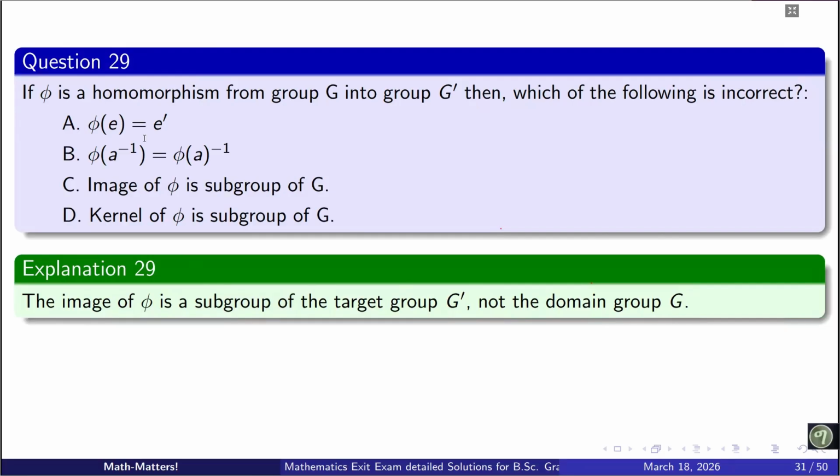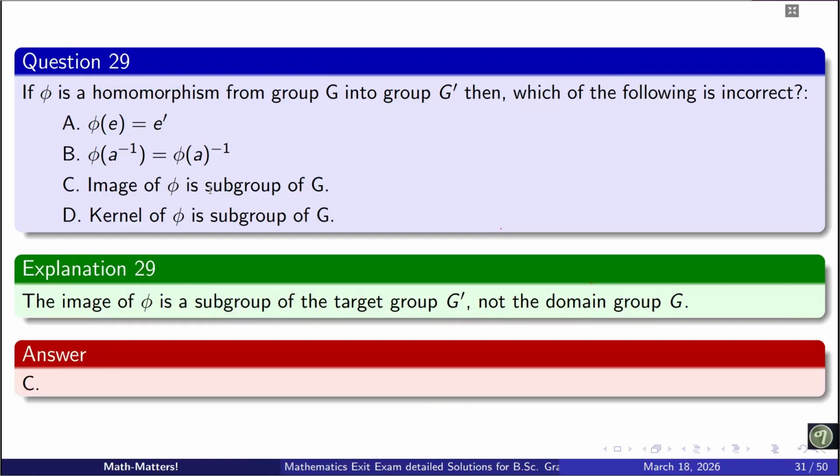But the rest are: if phi is a homomorphism from group G into group G prime, phi of e, that is the image of e, is e prime. Phi of a inverse is equal to phi of a, inverse, and the kernel of phi is a subgroup of G. But this one is false, because the image of phi is a subgroup of the target group G prime, not the domain G. It's not the domain G. Therefore, the answer is C.